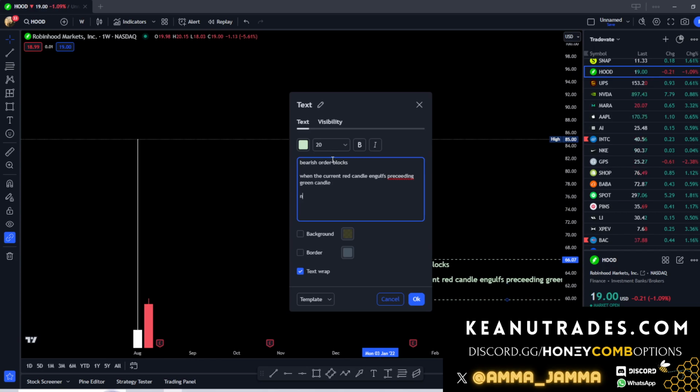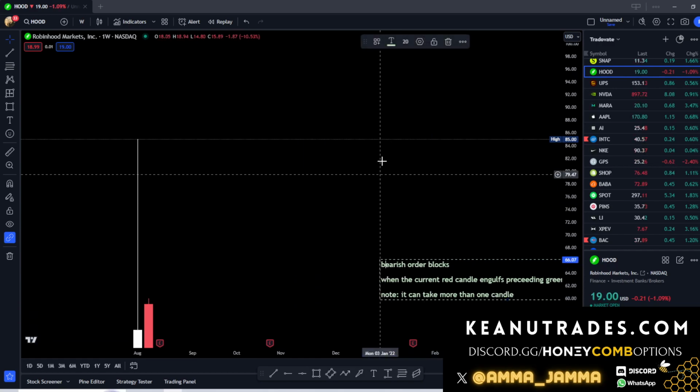And then note, it can take more than one candle. All right, so that's bearish order blocks. Let me switch that to red because it's bearish.